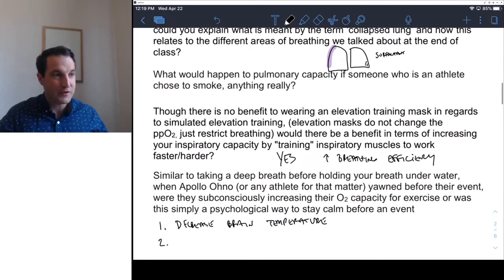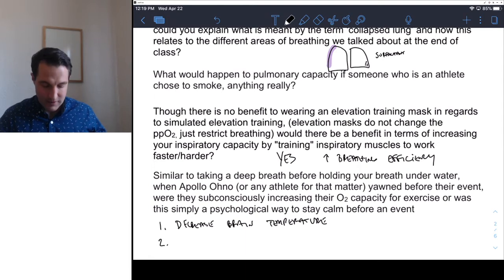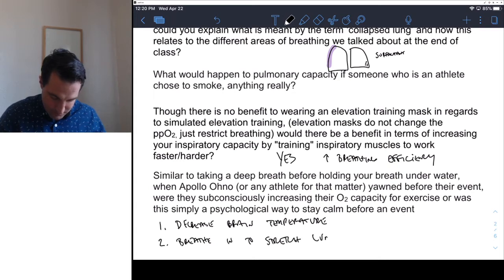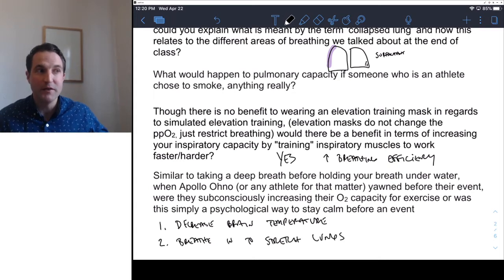Two, the other thing that I've seen out there for the reason that people might do this has to do with that collapsed lung theory. Basically, if you breathe in very deeply, like my big yawn there before I ran my race, you're expanding your lungs pretty much as far as you can. When you do that, you're stretching your lungs and getting them ready for what they're about to undergo. So it's a little bit of a preparation for your lungs. The last reason that people do this is reflex.